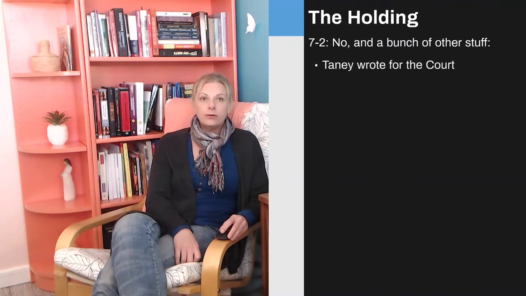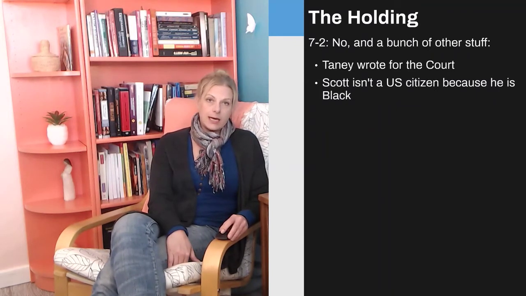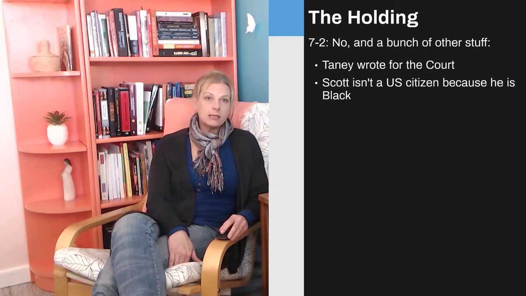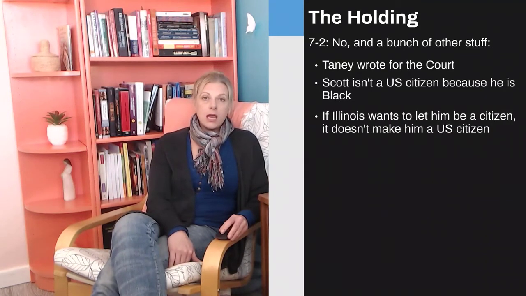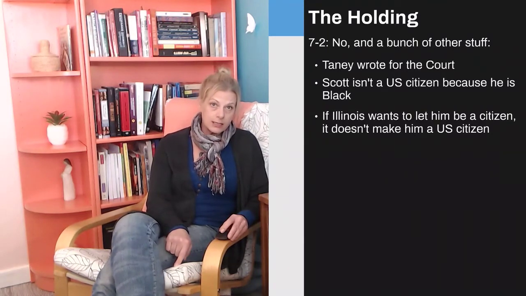So the holding is 7-2, and the answer to this question is no, Dred Scott cannot sue in federal court under diversity jurisdiction, and they go on to opine about a whole bunch of other legal questions. So Chief Justice Taney wrote the opinion for the court, and his rationale was that Dred Scott is not a U.S. citizen, and he can't possibly be because he is Black. And he goes on to say that he's clearly not a citizen of the state of Missouri because the state of Missouri has just declined to say he's a citizen.